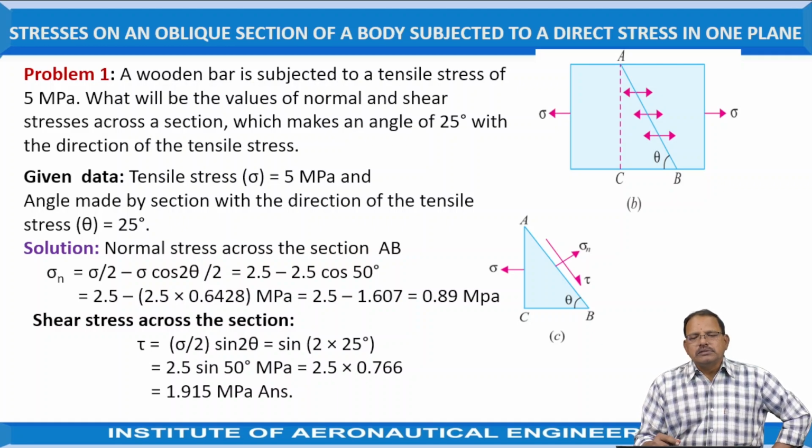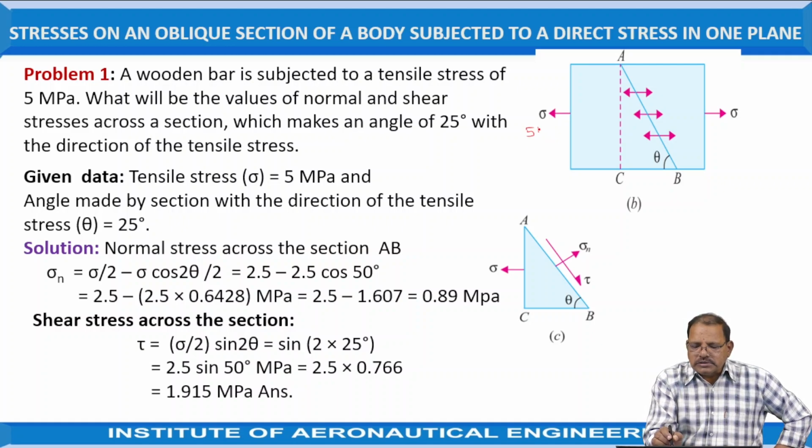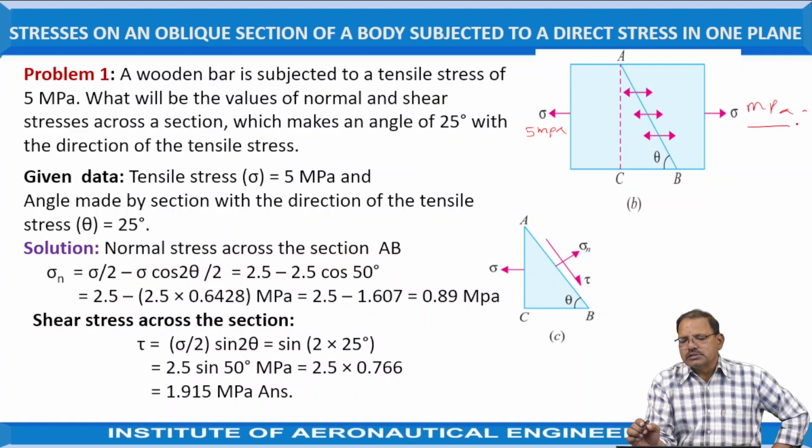According to the problem, the data is shown in a figure. Here, sigma is the direct stress, which is the stress acting perpendicular to the plane, equal to 5 megapascal. Both are equal in magnitude and opposite in direction. AB represents the oblique plane, which makes an angle theta measured in the clockwise direction. According to the problem, theta is equal to 25 degrees.